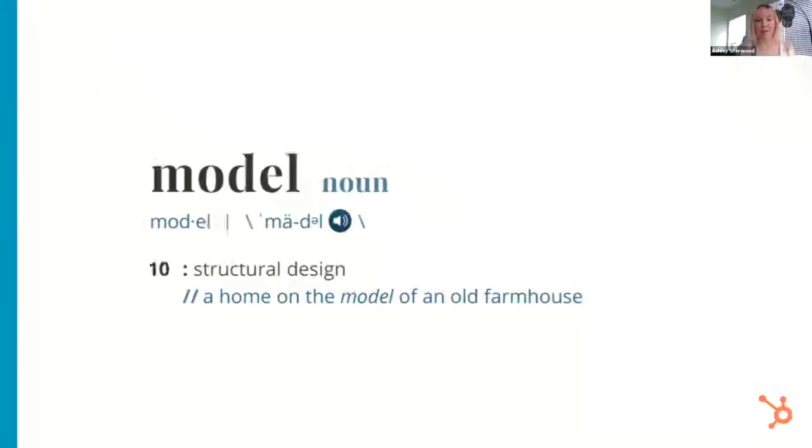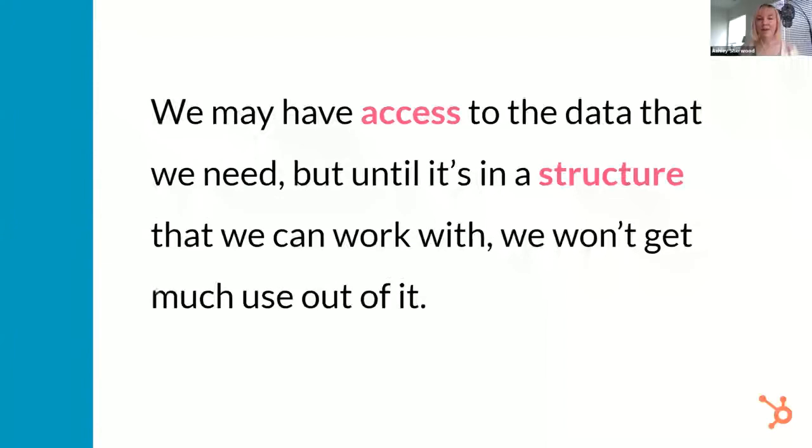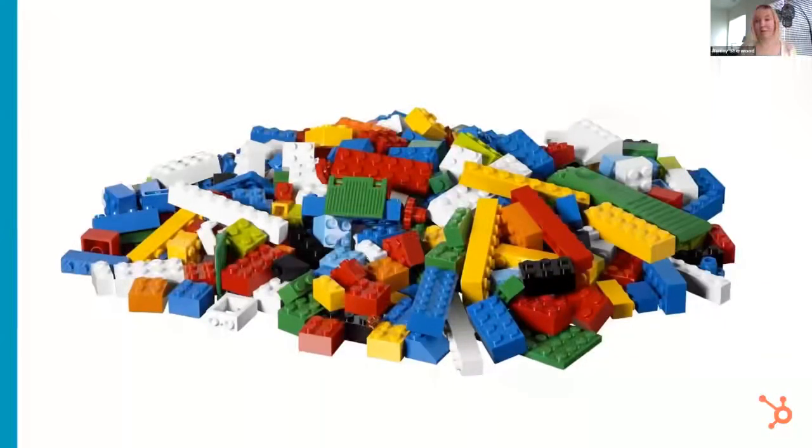Another way to think about this is we may have access to the data that we need, but until it's in a structure that we can work with, we won't get much use out of it. I'm a very visual person, so I like to visualize this problem, and my favorite metaphor for it, which my coworkers have heard before, is the Lego brick metaphor. So we'll say, all right, well, we've got all the Lego bricks that we need, but they look like this right now. Because this is a stage in a project that can be really difficult to communicate to a stakeholder.